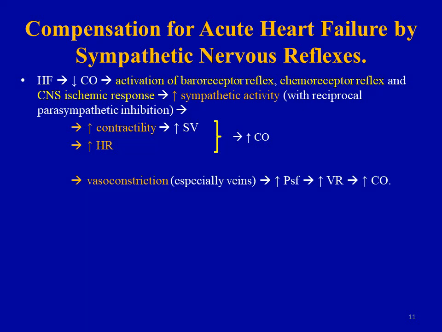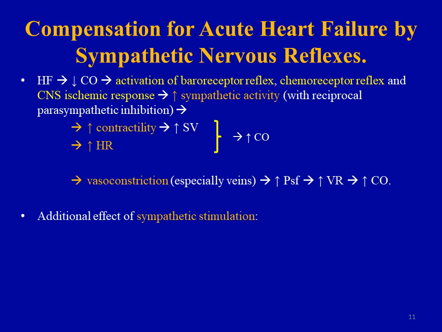Then, sympathetic stimulation will also cause vasoconstriction, especially venoconstriction, the constriction of the veins, and this will increase the mean systemic filling pressure in the systemic circulation. An increase in the mean systemic filling pressure will increase venous return. An increase in venous return, according to the Frank-Starling law, will increase the cardiac output.